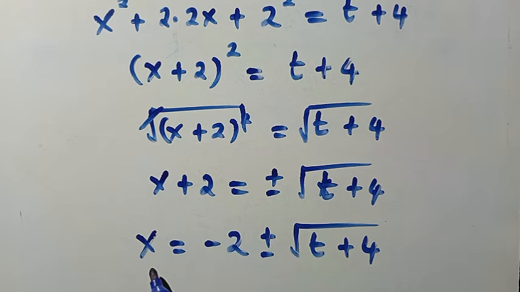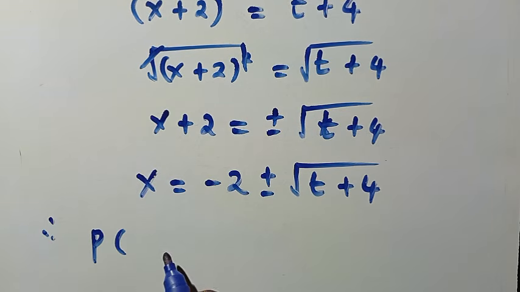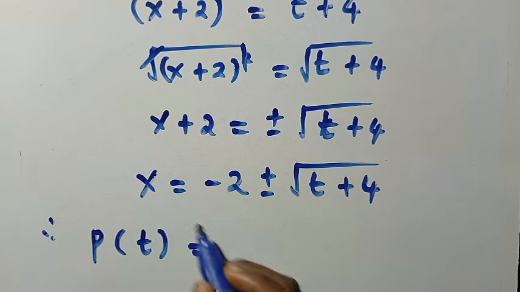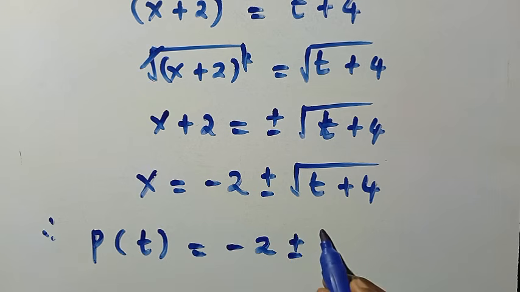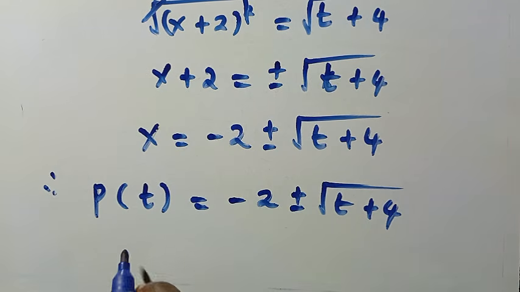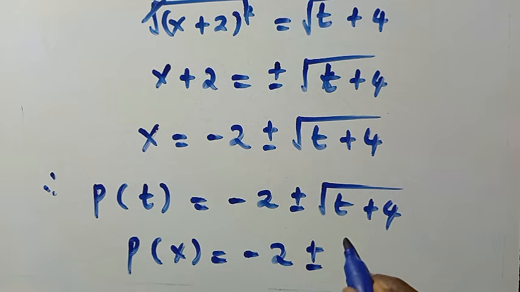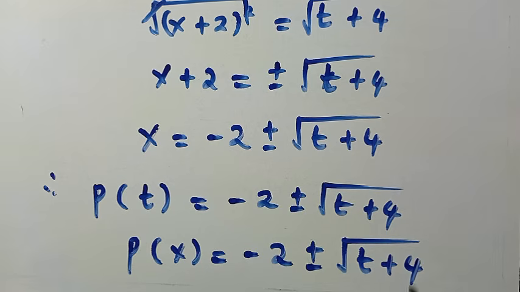Then let's come back to the domain of the given equation, which is x squared plus 4x, as we are going to replace that with t. Then we have P of, instead of x squared plus 4x, we change it to P of t equals, and instead of x on the other side, we change it to minus 2 plus or minus the square root of t plus 4. So let's replace this t with x, so that we have P of x equals minus 2 plus or minus the square root of x plus 4.